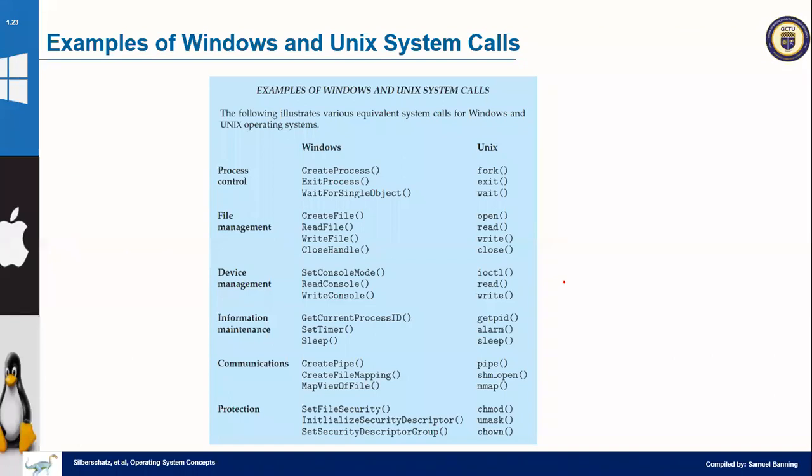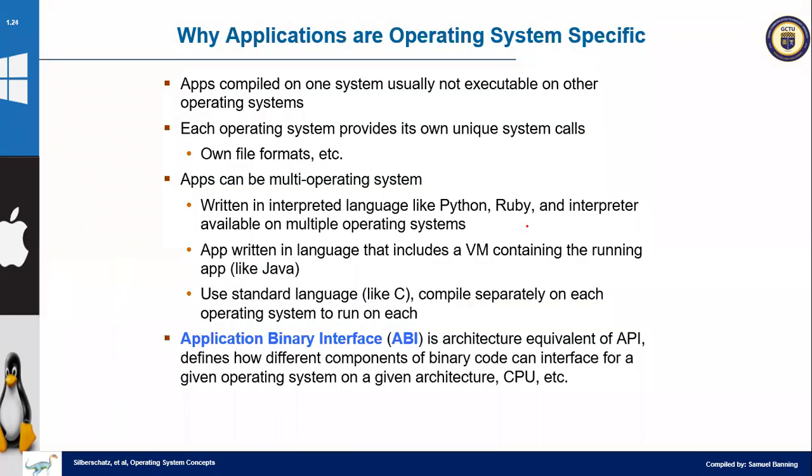If you take the Windows and Unix operating systems, these are some examples of system calls for Windows and their related system calls in Unix. To create a process in Unix is fork. To exit a process in Unix is exit. To wait for a single object in Unix is wait. These are all for process control. Then the remaining are for file, device, information, communication, and protection. So you can study this at your leisure.